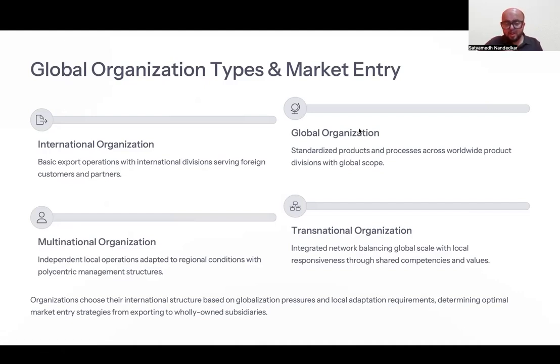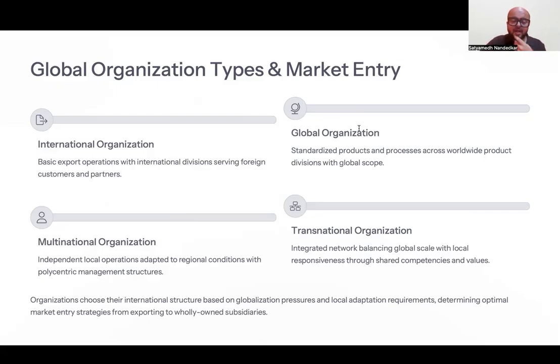Then global organizations, standardized products worldwide like an Apple or Coca-Cola. Multinational organizations which adapt products to each country. For example, McD's India with its vegetarian menu. When I was in Thailand some time ago, I only saw non-veg on their menu and I was surprised. Then I realized that the proportion of vegetarians in these countries is far lesser. And then, of course, transnational organizations, which combine the best of both worlds, standardized efficiency with that local customer connect, local customization, which you can see with Unilever. Each type reflects how the companies balance global and local responsiveness.